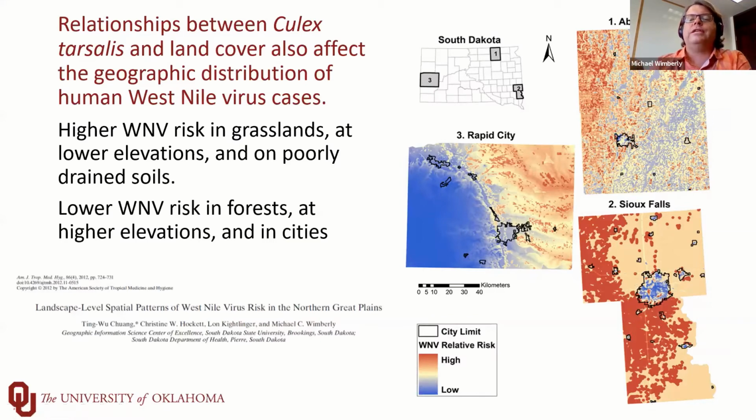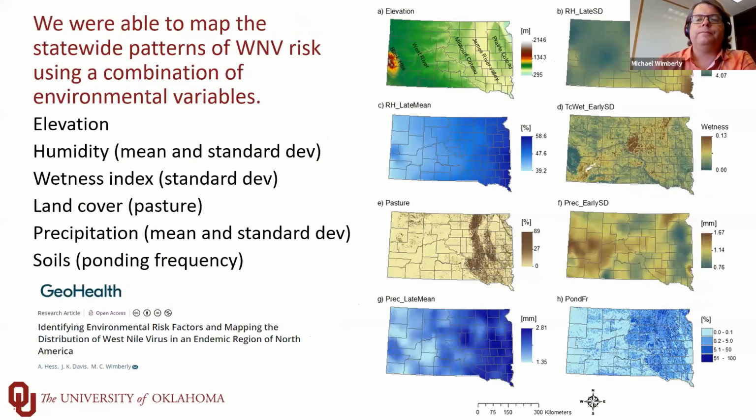And we tend to see blue within the black lines, the city of Aberdeen too, as well as Rapid City. And then in Rapid City, if you look to the west, we have the Black Hills. So we're going up into higher elevations. We have a lot of tree cover. There's much lower risk of West Nile virus transmission there than in the Great Plains. And that was another study that Ting Wu, my former postdoc, did.